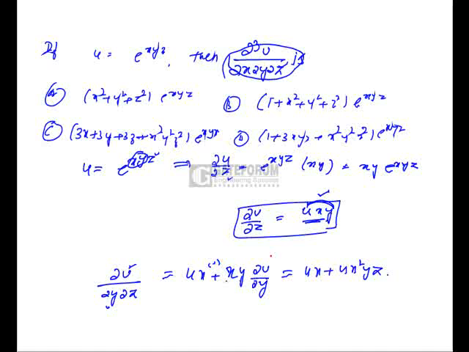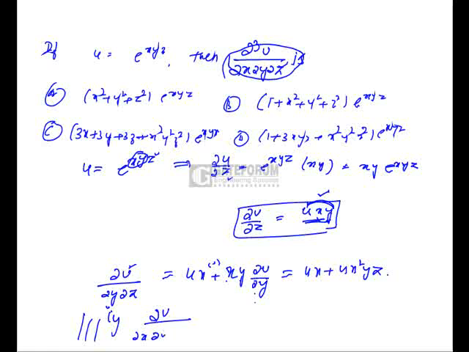So xy into differentiation of u is nothing but dou u by dou y, and dou u by dou y is nothing but uxz, as y is a variable. Now similarly we'll differentiate this function with respect to x.